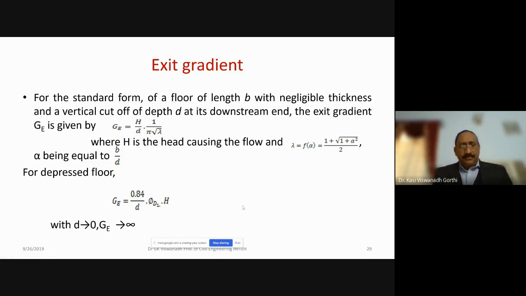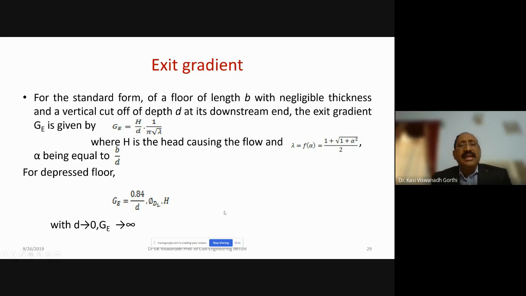For the standard form, the exit gradient. So how to calculate this exit gradient? We have already seen that when the gradient is changing from upstream to the downstream portion, at a particular point it reaches some critical value, then it is called the exit gradient. Also, Khosla identified that the degradation starts only from the tail end. So for a standard form of a floor of length B with a negligible thickness and a vertical cutoff of depth D at its downstream end, the exit gradient GE is given by this formula.